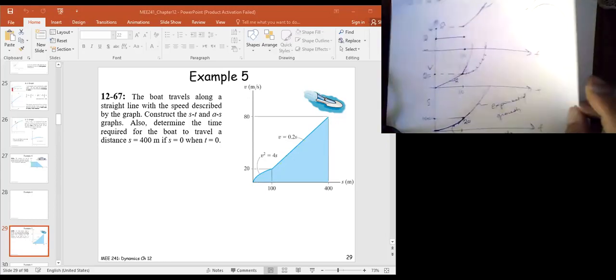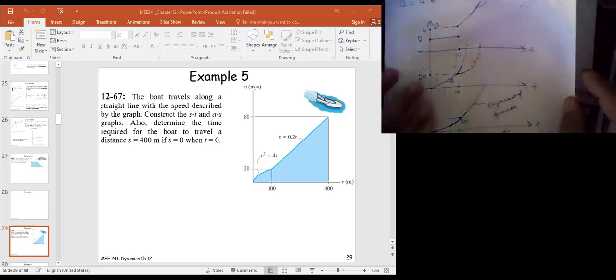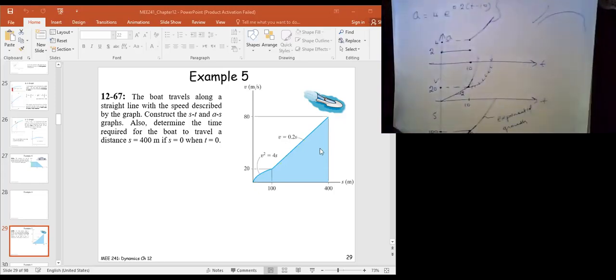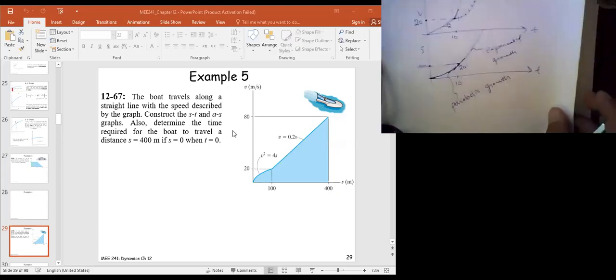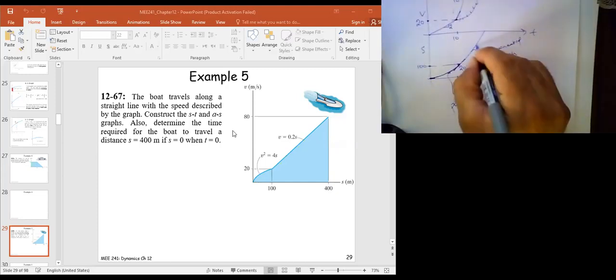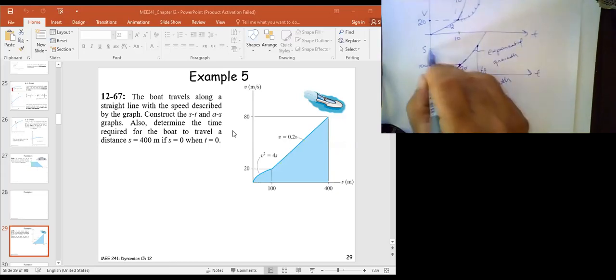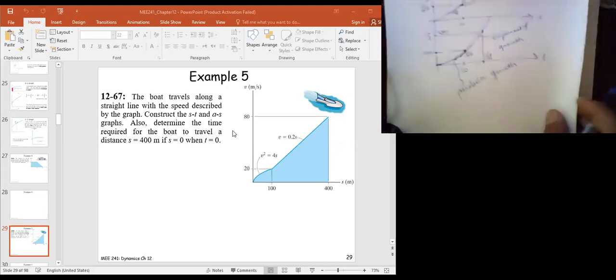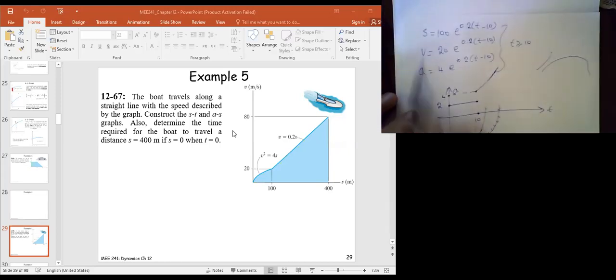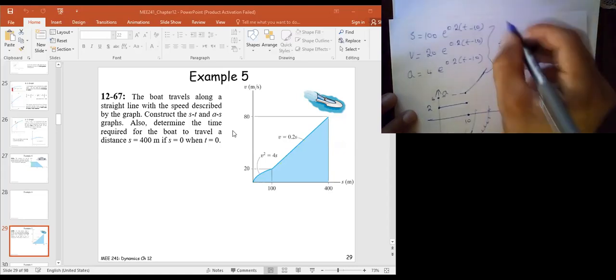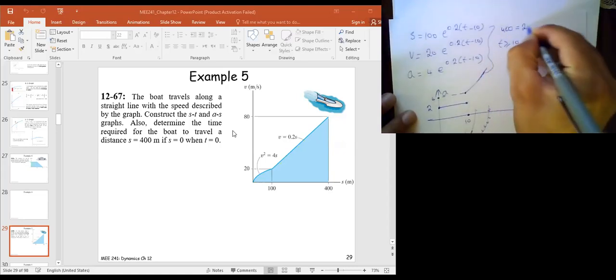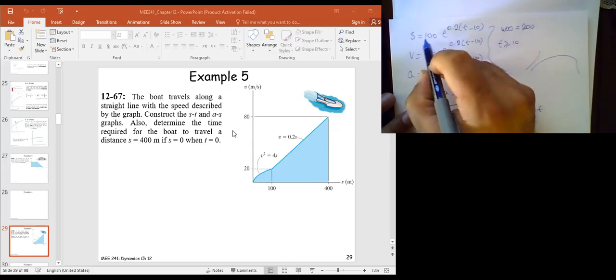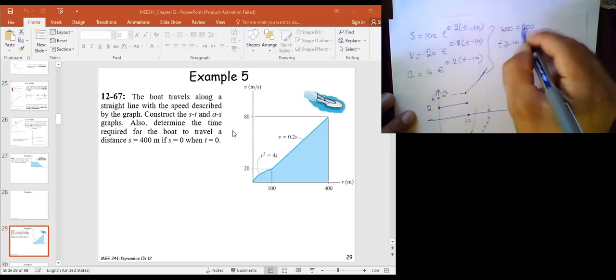Okay, the last question is, how can I find the final time? Remember, I need to find the time at 400. How can I find the time at 400? So I need to find TF, for S equals 400. Exactly, yes. So where should I replace that? I'm going to use this equation and put 400 instead of S. We wrote the equation here, so 400 is equal to 100.